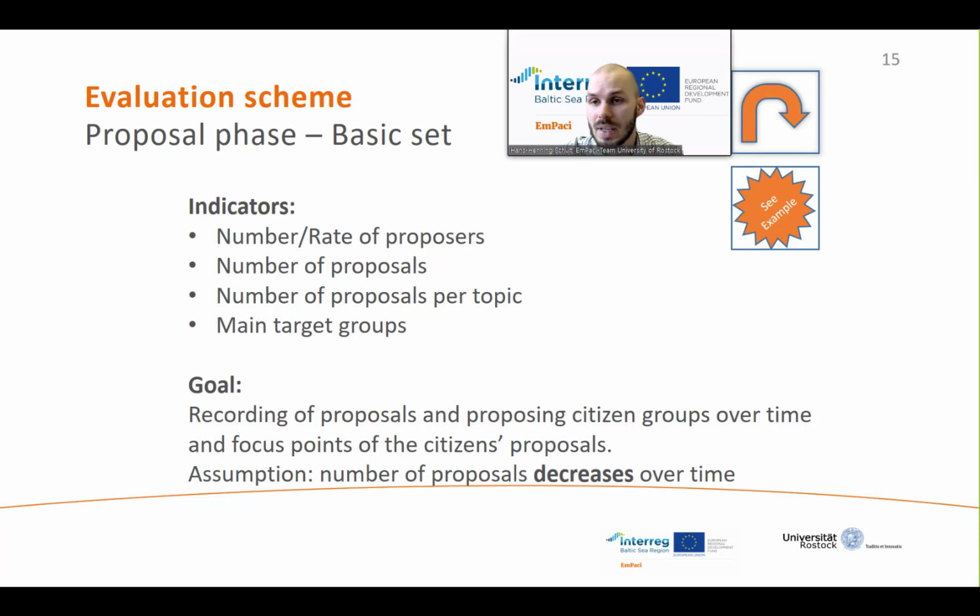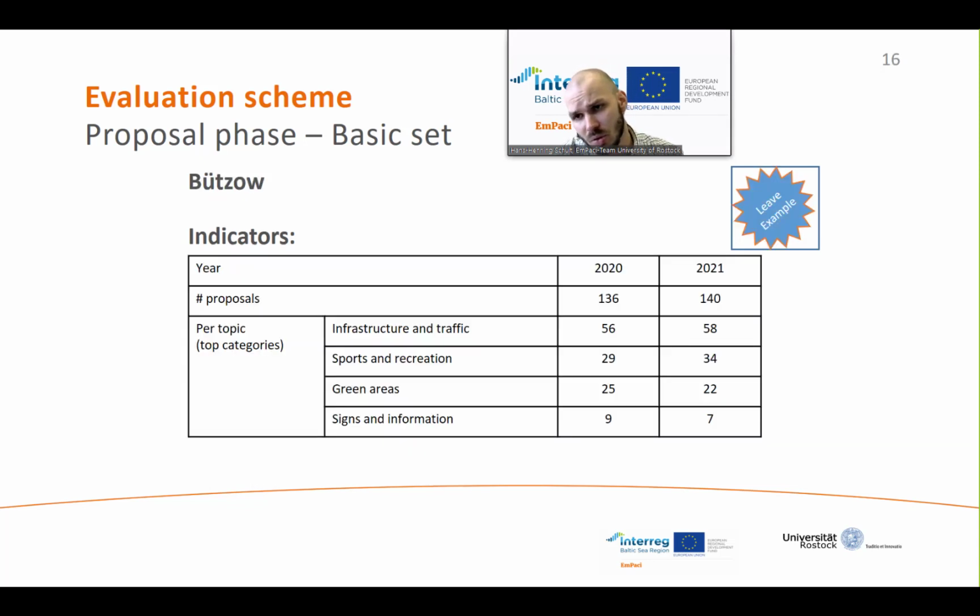So to get some indicators for the proposal phase, we already talked about it, the number of proposals, maybe the number of proposals per topic. Are there certain topics that are very interesting for the citizens to really get this basic information? And in Bützow, it looks like we have in the first year 136 proposals and in the second 140, so very stable numbers for the first two runs.